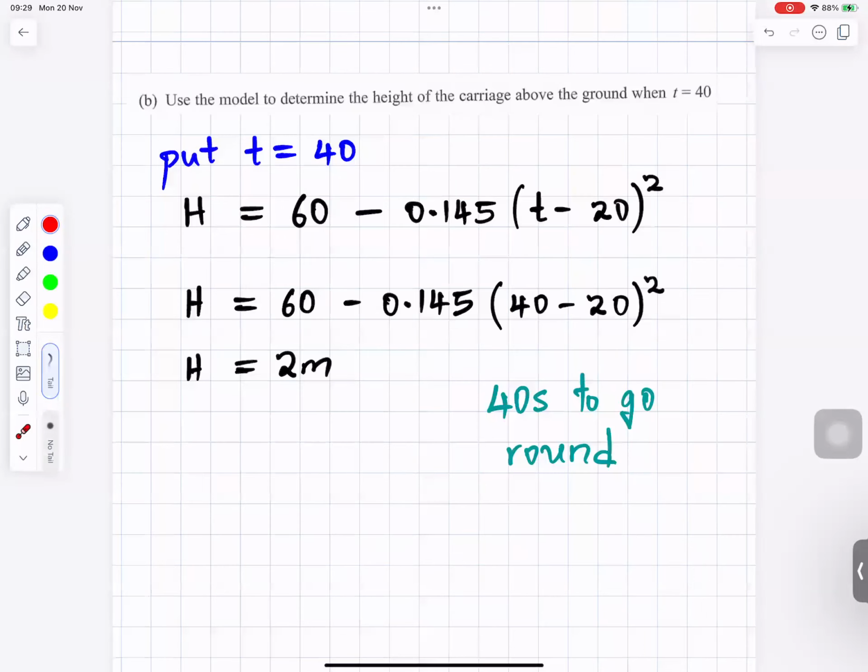Part B, use the model to determine the height of the carriage above the ground when t is 40. You put the time as 40. Some people say 4e. You put that in your calculator. It gives you 42 meters. And it's 40 seconds to go around.